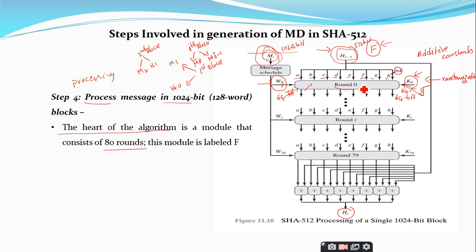I am explaining about this round 0, and this happens in every round. W0 and K0 are 64-bit words. Why these additive constants K0 and W0 are used is that they generate randomized outputs, randomized 64-bit patterns. Randomness, pseudo randomness, is one of the requirements of the hash functions. This is what we have discussed.